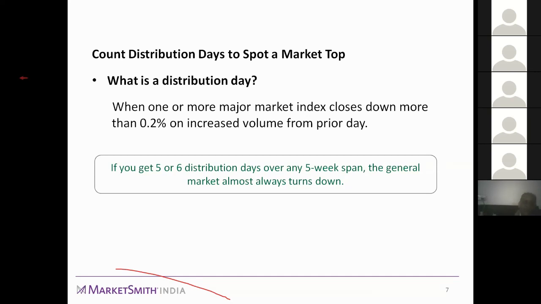This is a distribution day because investors were selling stocks on very high volume. People were not willing to buy stocks on that particular day. If you get 5 or 6 distribution days over any 5-week span, the general market always turns down. A 5-week span means almost 25 trading sessions. If in 25 trading sessions you get 5 to 6 distribution days, provided the market is also within 4 to 5% of its all-time highs, then rest assured that the market might get into a downtrend.